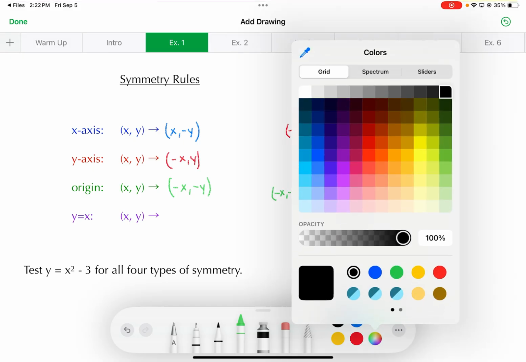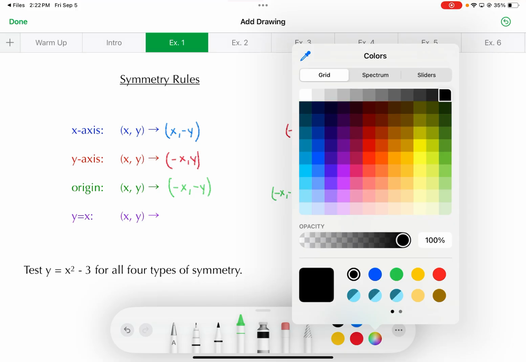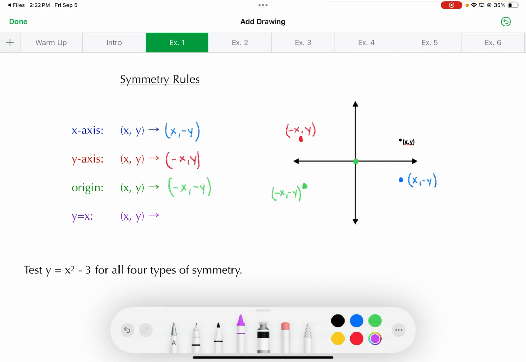And then this last symmetry rule is what we talked about yesterday with the inverse functions. If I reflect over y equals x, which is this line, what happens to the coordinates of x, y? Becomes y, x, right? Comes over here and is now y, x. Very good.